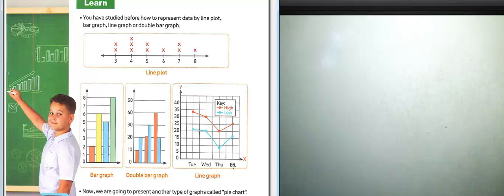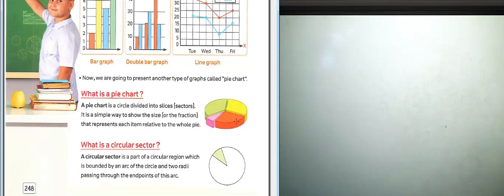Okay, so we have bar graph, double bar graph and line plot, but now we will study about pie chart. A pie chart is a circle divided into sectors. Pie charts, meaning the sector about what? About circle. We can draw a circle and divide it into a lot of parts. Each part we call slices or sectors. What is a sector of a circle? A circular sector is a part of the circle region that lies between two radii and an arc of the circle.